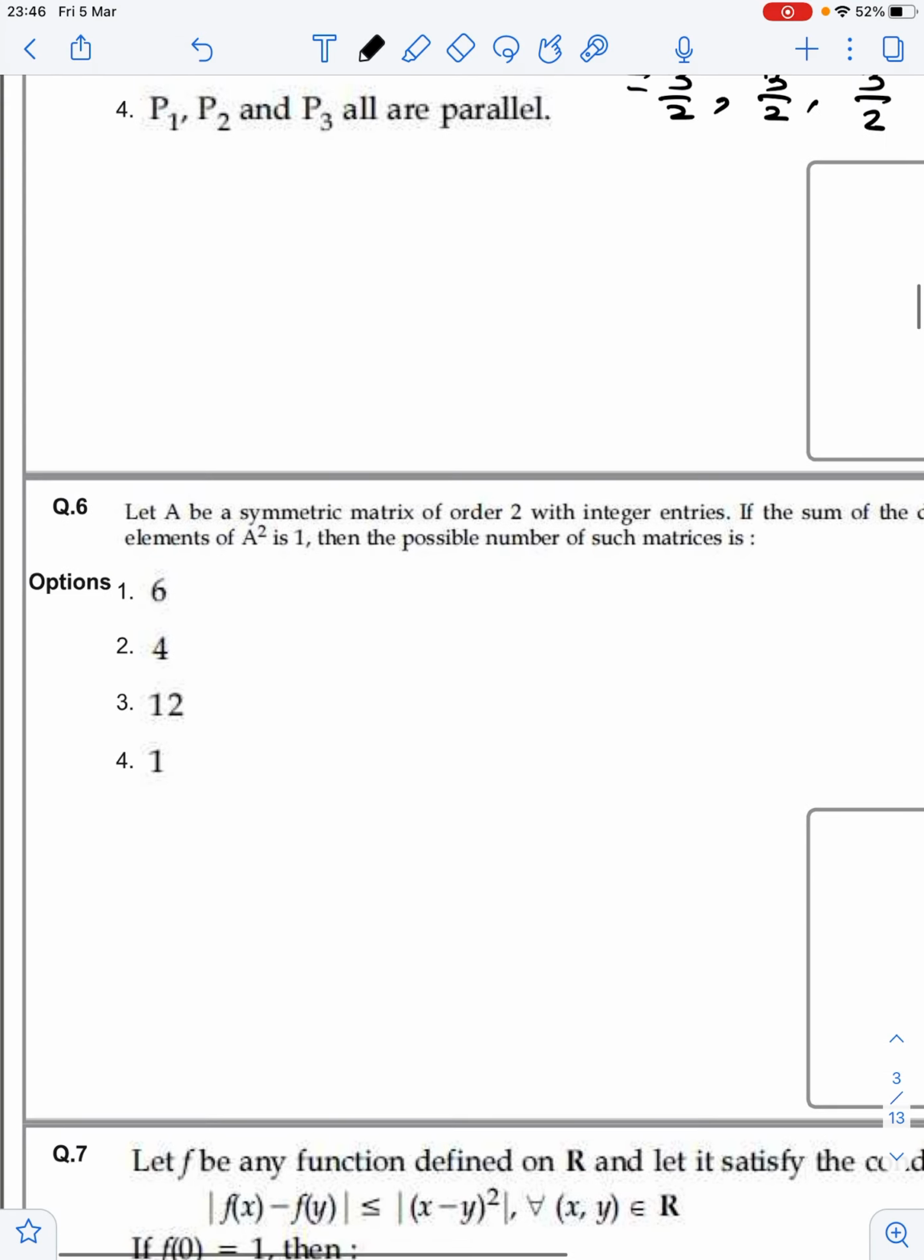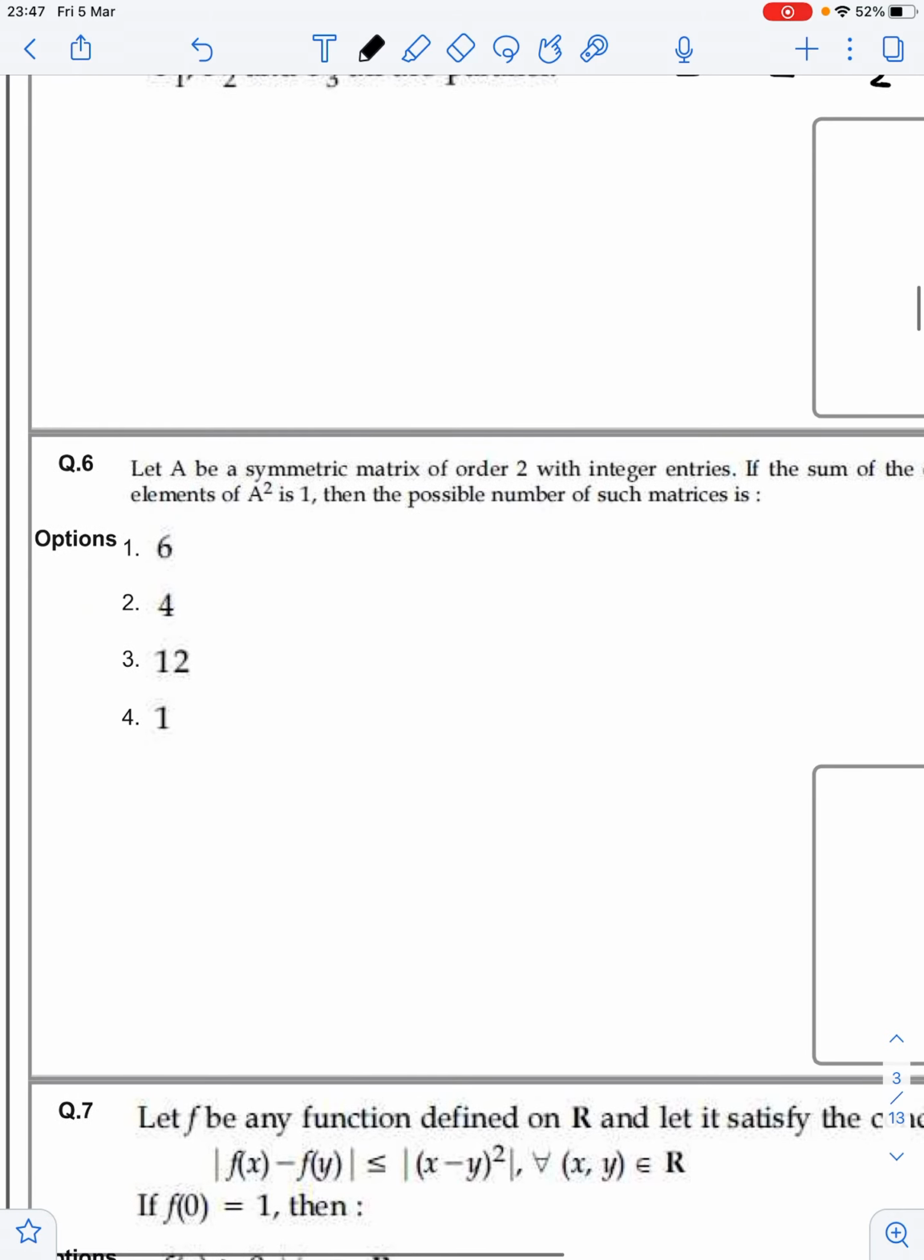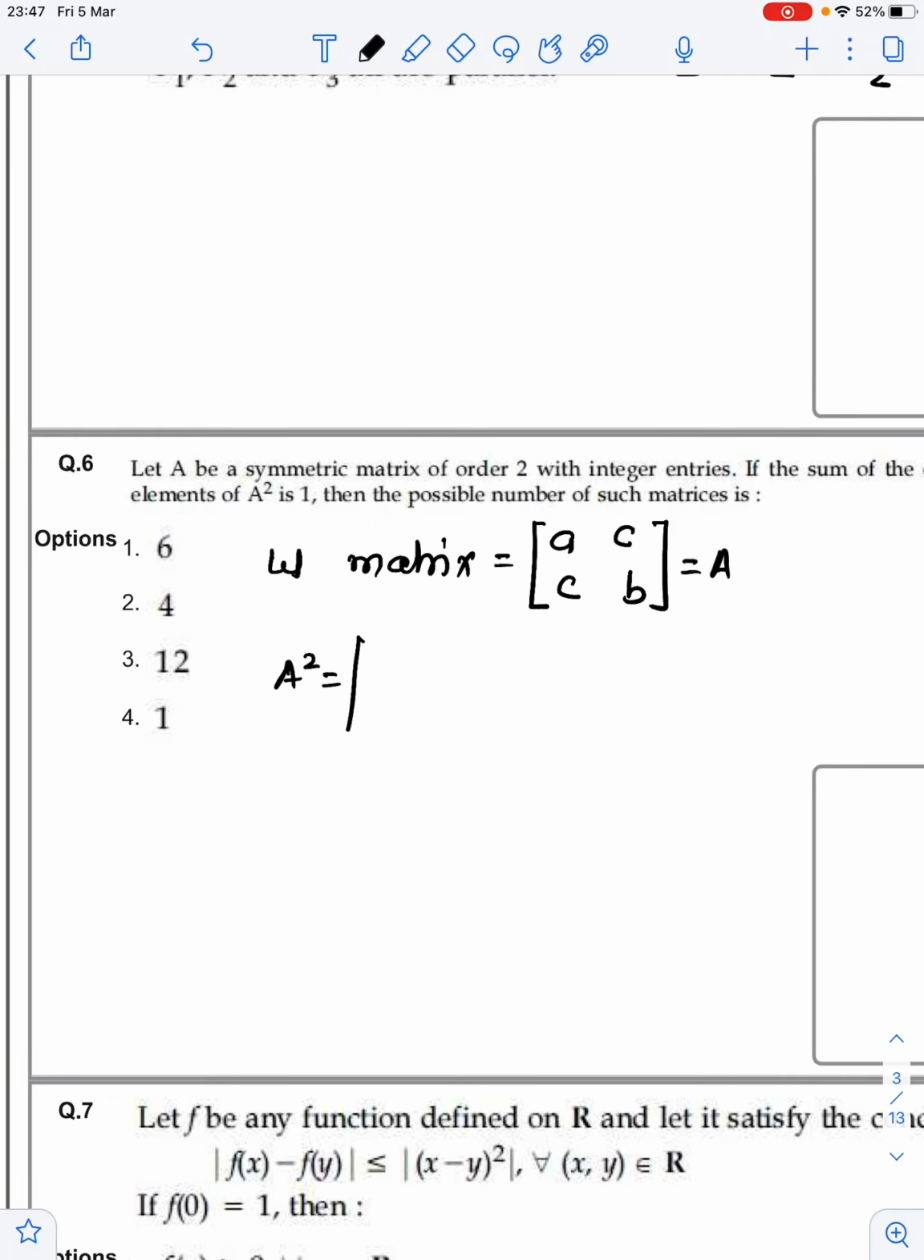Question number 6. If A is a symmetric matrix of order 2 with integer entries, and the sum of the diagonal elements of A square is 1, then find the possible number of such matrices. So let us say the matrix is A, C, C, B. Like this we have taken the matrix, and this is A. So let us find A square.